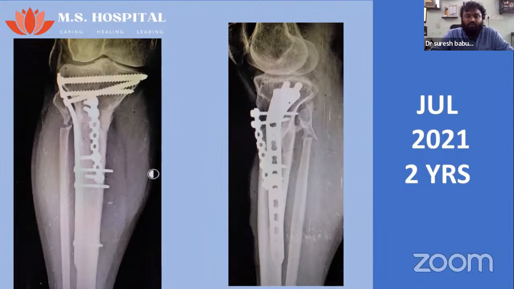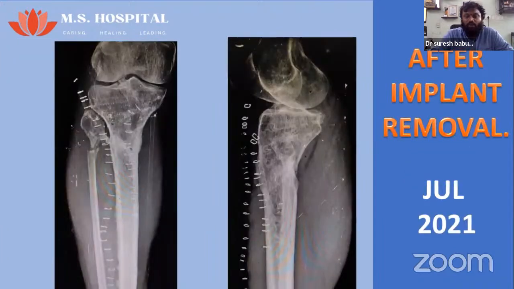This was done immediately before the implant removal. The implant was removed in July of 2021, because we planned to carry out certain knee procedures there, because there was an IDK, some internal derangement of the knee as well.